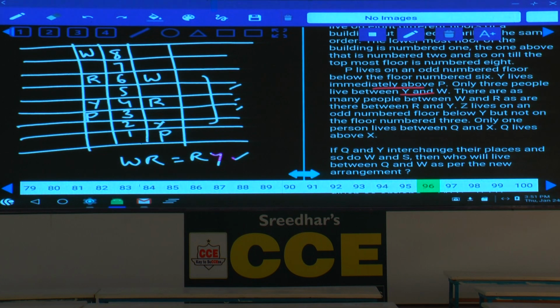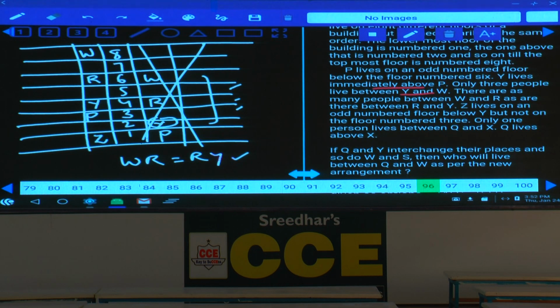Z lives on an odd number floor below Y. Now in the first case it is not possible because Y himself is staying on the second floor, Z is below Y, Z must be on the first floor, whereas P is already there on the first floor, and this case is completely ruled out. Now we are left with this case. Below Y, Z can be either on the third or on the first floor, out of which third is not possible, hence Z must be on the first floor. Anyhow that information is not required because P was already there on floor number 3.